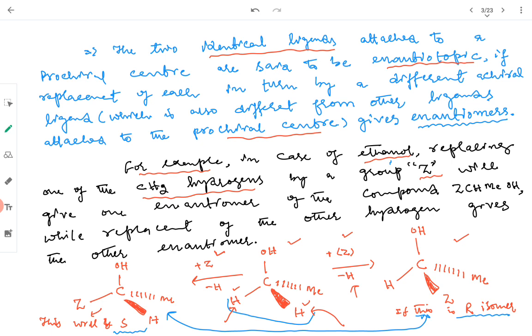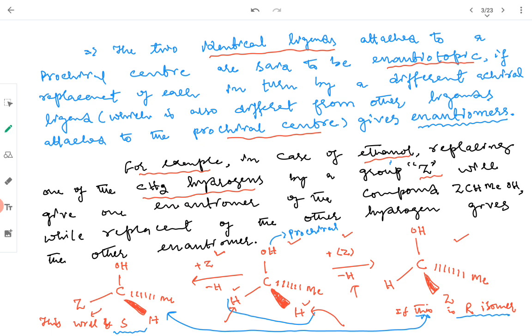So we'll call ethanol a prochiral molecule. Why? Because this prochiral molecule has enantiotopic hydrogens. A prochiral molecule means it has the potential to be converted into a chiral molecule in a single step. So that's why it's known as a prochiral center.